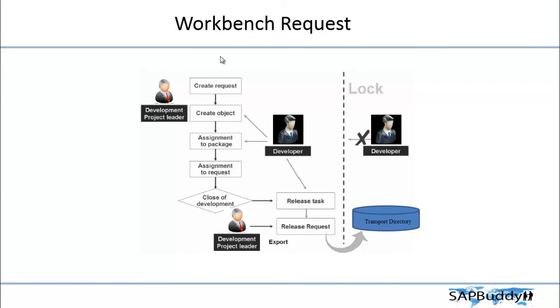Or let's say we are changing a table structure, or we are creating a new table, then it will be a workbench request. In this case, you can see the flow of how this transport request will be managed. You can see this request is created, and you also create an object.